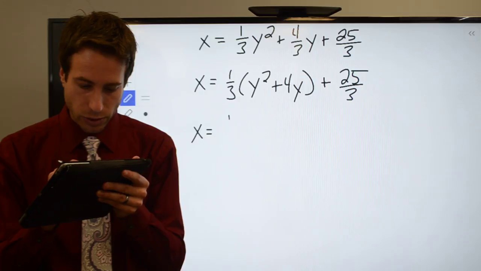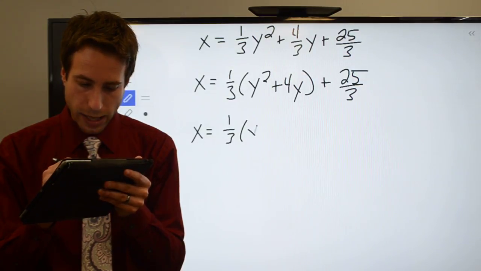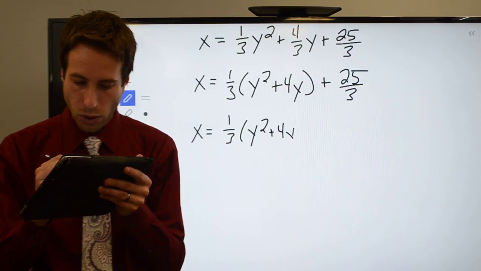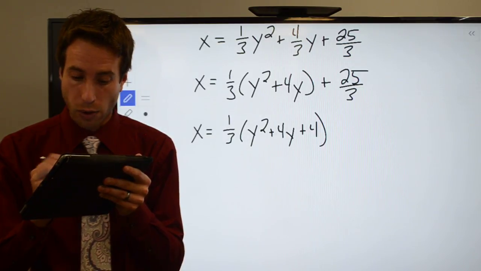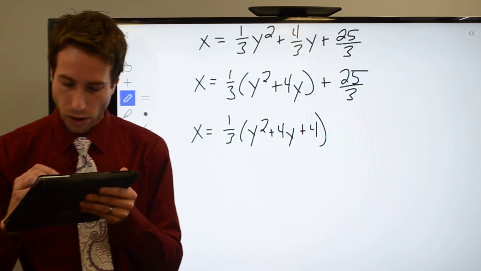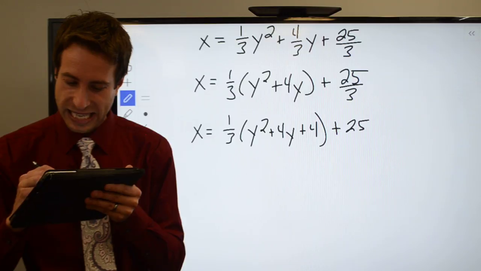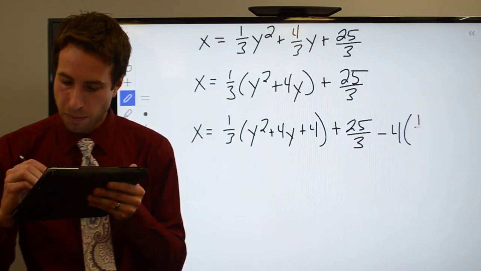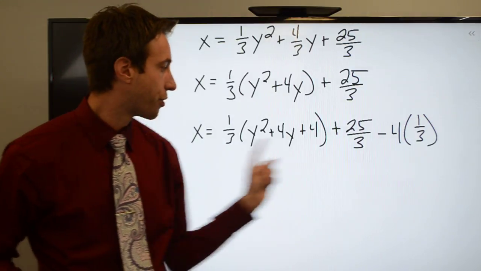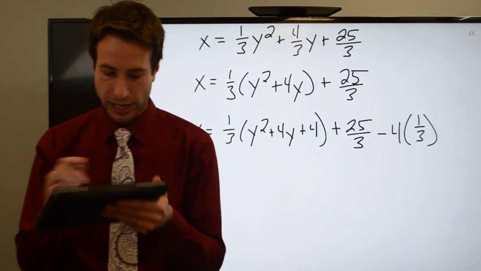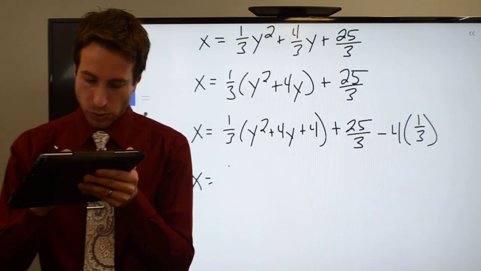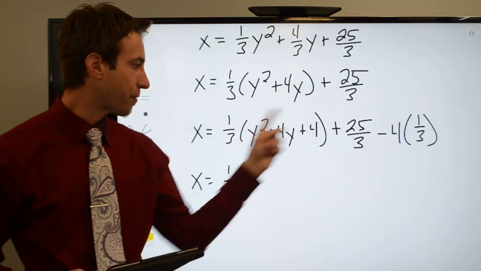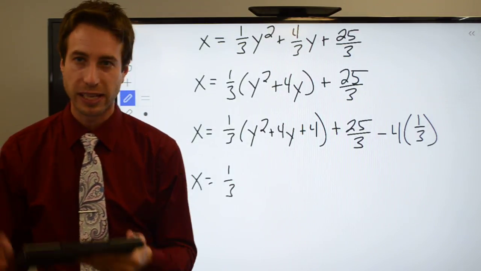X is equal to 1/3 (y squared plus 4y plus 4), right? That's my b squared over 4. Because I added it on the inside, I will subtract it on the outside, but put back the 1/3 that I pulled out. Here we go. X is equal to 1/3. This is a perfect square trinomial. That's why we call it completing the square.